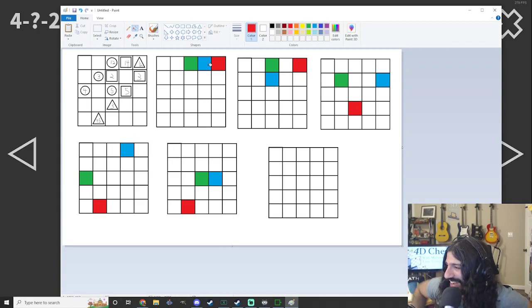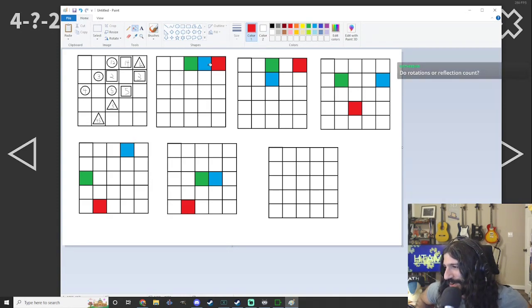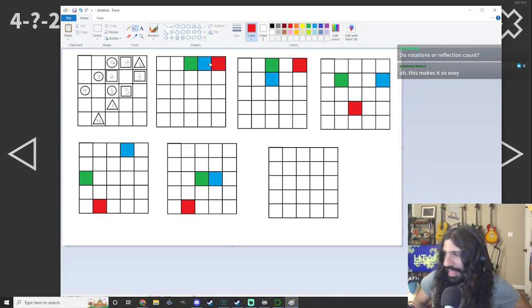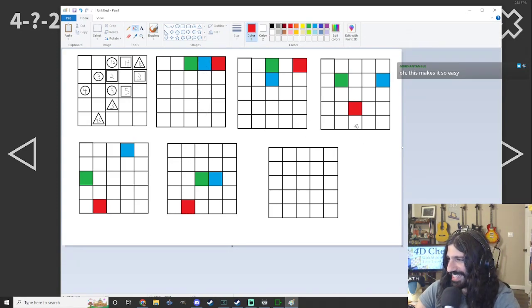Then again, with how not user-friendly GIMP is. Yeah, but I use GIMP to make all my thumbnails, so at least I know how it works. The rotations or reflection count, it's got to be exactly the same shape. This makes it so easy. You'd think so, right? Okay, but hold on.